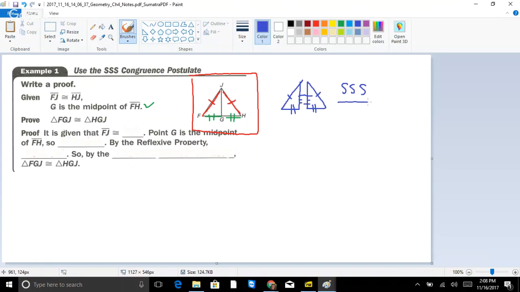So let's kind of talk through the pieces here, okay? So step one, it is given that FJ is congruent to HJ. Okay, that's our red. We knew that right off the bat. It's given. Got it. Point G is the midpoint of FH. So because point G is the midpoint of FH, we know that, and I'm going to pull this down here so I have a little more room, that line segment FG is congruent to GH.